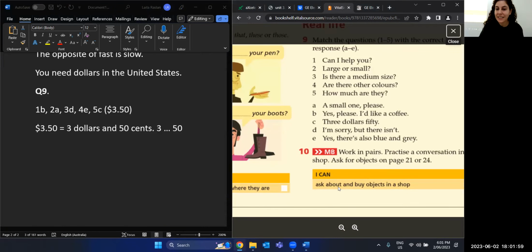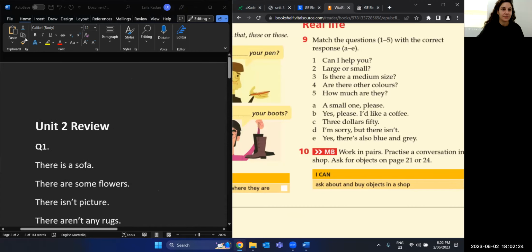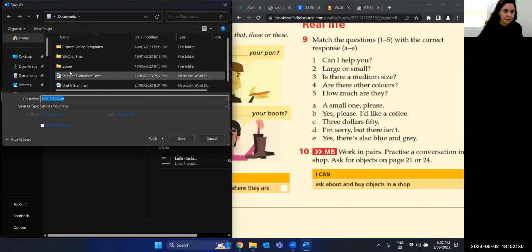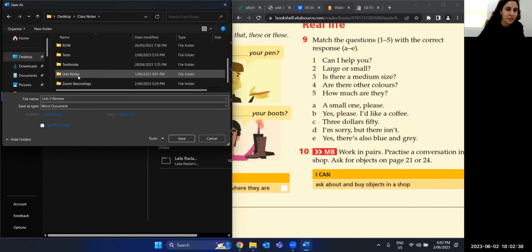Okay, so now we can ask about and buy objects in a shop. Any questions with that? That was the unit review for unit 2. So we finished all the review. That's pretty easy. Does anyone want to practice anything before we do the extra materials? I'll upload this to Padlet. Let's go to our extra materials.